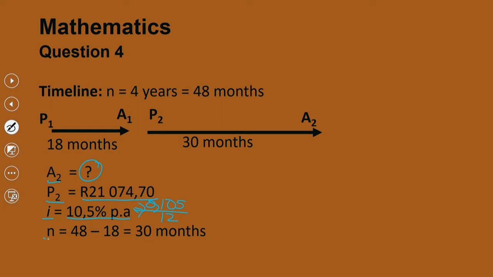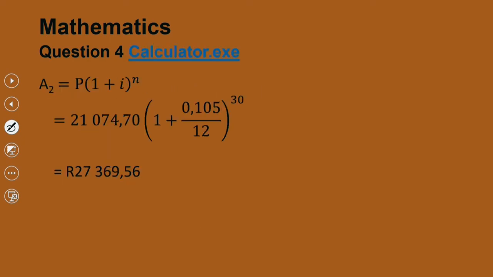And then N, yes, is the 48 minus the 18, which is 30 months. Now we can proceed and do the calculation. Because it's compound interest, we're still using the compound interest formula. So A2 is equal to P. What is the value of P?